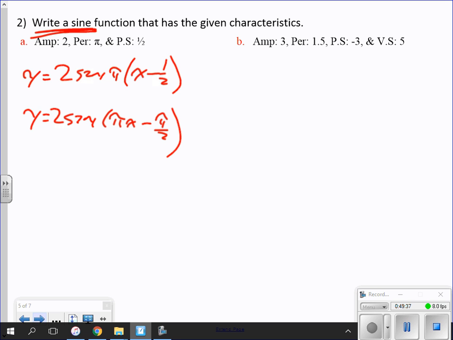Okay. So the next one. Same thing, it's a sine. What's your amplitude? What's your period? What's your phase shift? What's your vertical shift? Plug them all in.